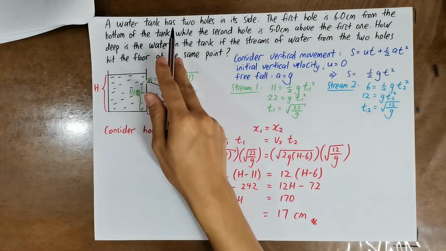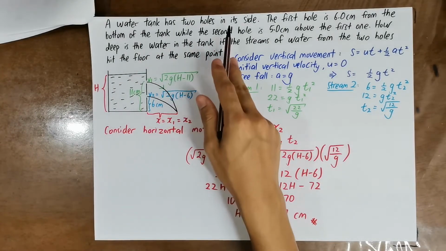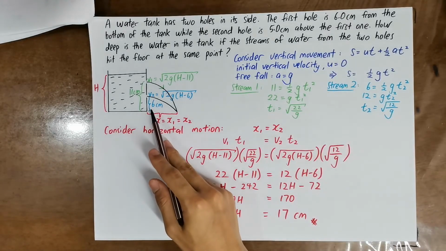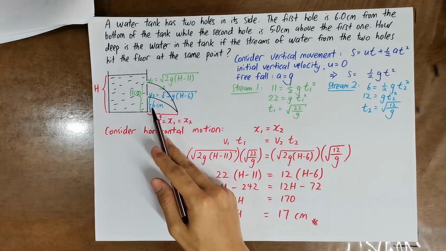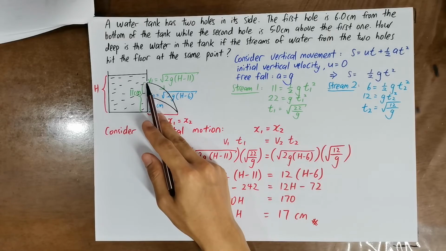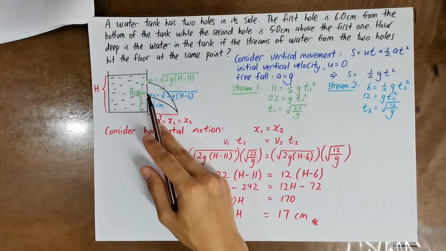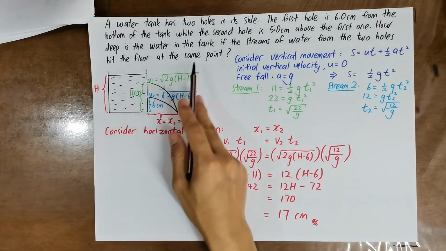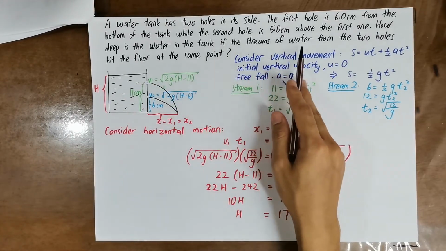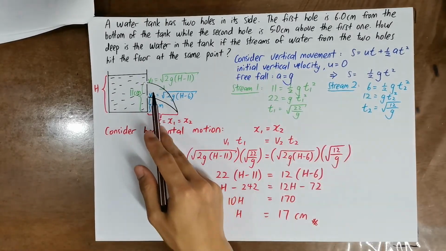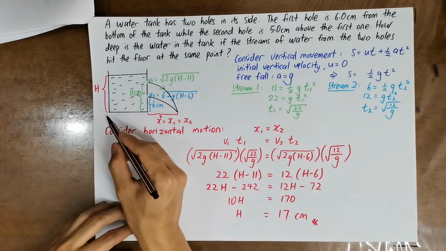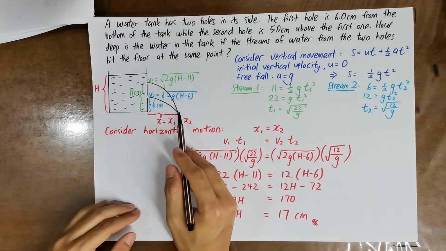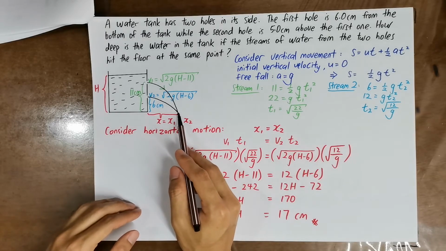A water tank has 2 holes in each side. The first hole is 6 cm from the bottom of the tank, while the second hole is 5 cm above the first hole. How deep is the water in the tank if the streams of water from the 2 holes hit the floor at the same point? This is the floor.